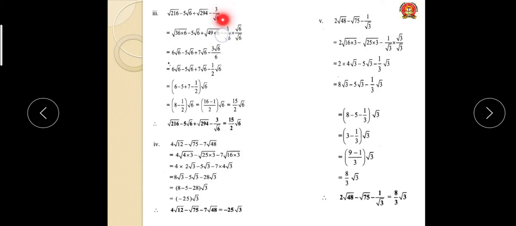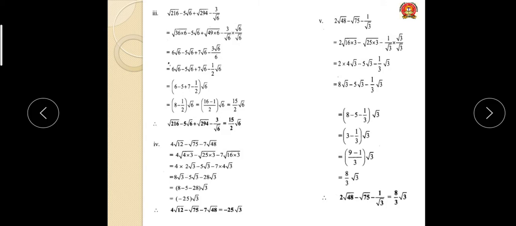And see here I did the rationalization of the denominator. It's your choice. If you are not doing it, then also no problem, but the answer will become a little bit complicated. It will be hard. So when a surd is there in the denominator, try to solve by the rationalization method. We learned it, so use that method.